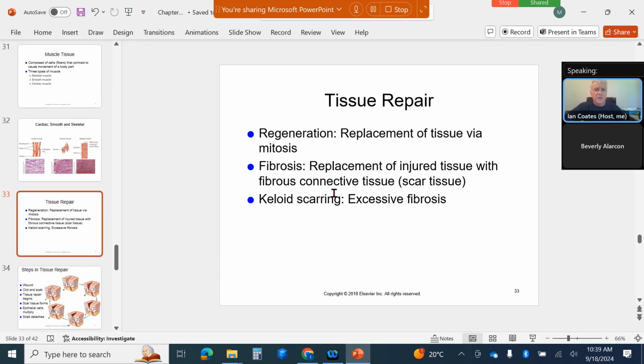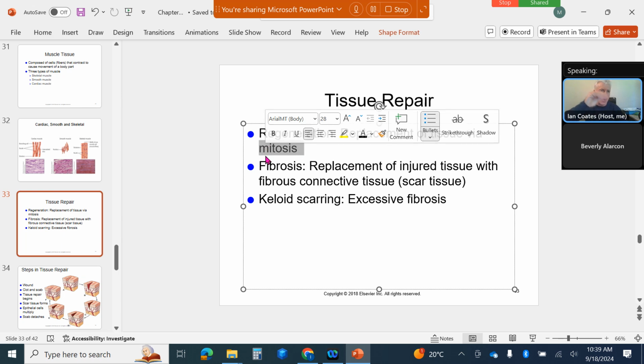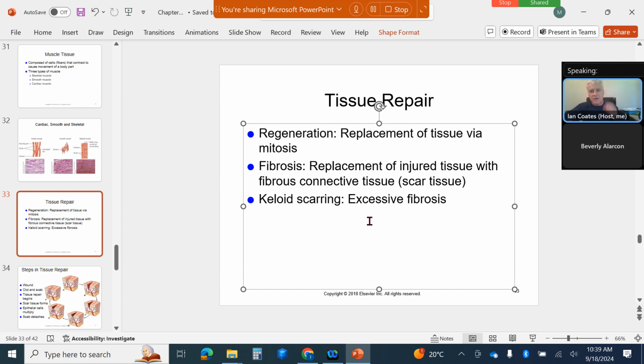Tissue repair, regeneration, replacement of tissue via mitosis. You'll remember for blood, there is no mitosis. It just gets the chomp. Fibrosis, replacement of injured tissue with fibrous connective tissue. Scar tissue. The whole idea, what is a scar tissue? Keloid scarring. If you've ever seen Dr. Pimple Popper, you see people that have had some surgery and these keloids have grown. It's this overproduction of scar tissue. Okay.